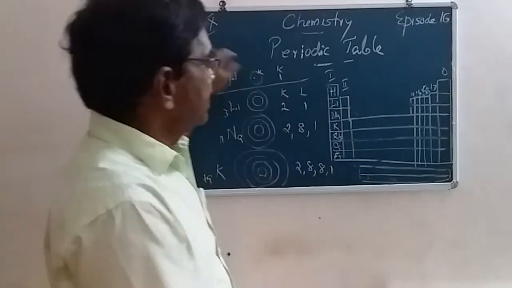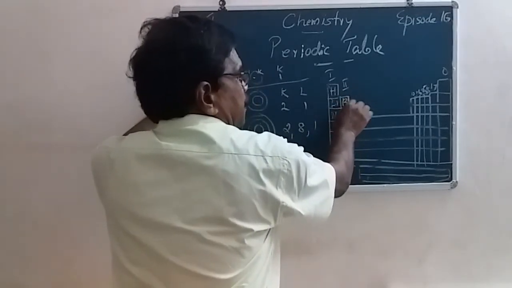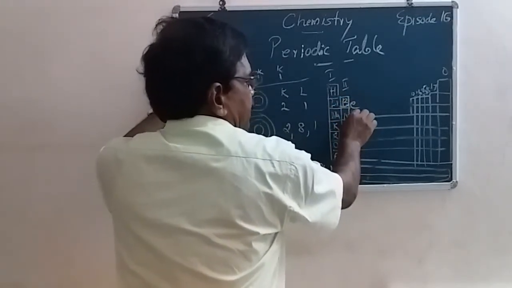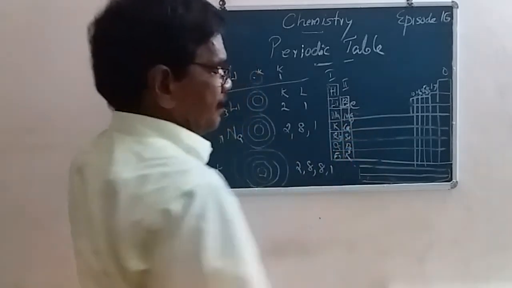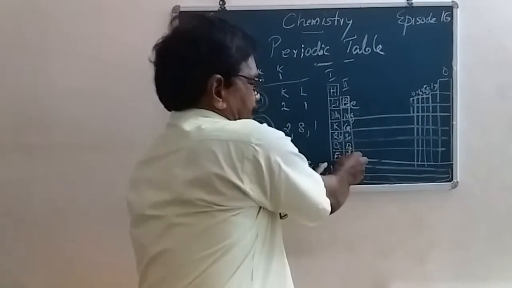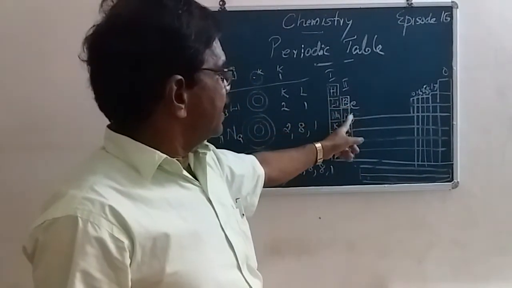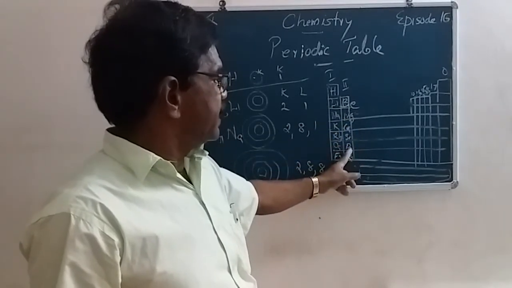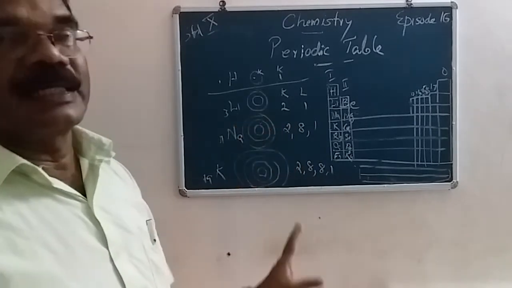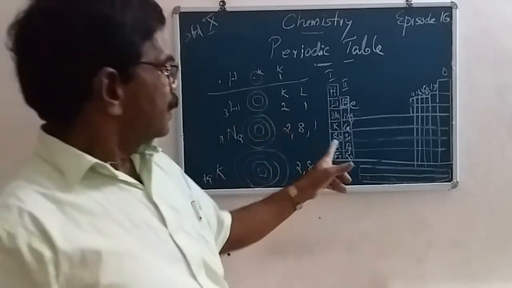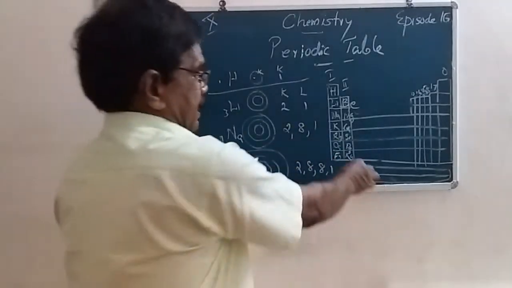In the case of second group elements, what are they? Beryllium, magnesium, calcium, strontium, barium, radium. Among these, which is the biggest atom in the second group? The biggest atom in the second group is radium. Why? It has 7 shells.